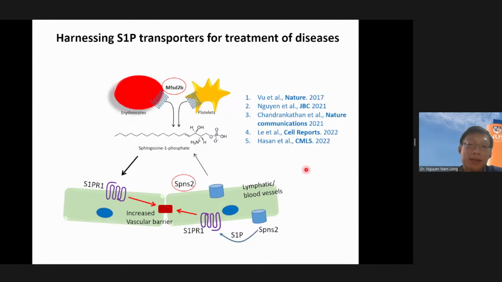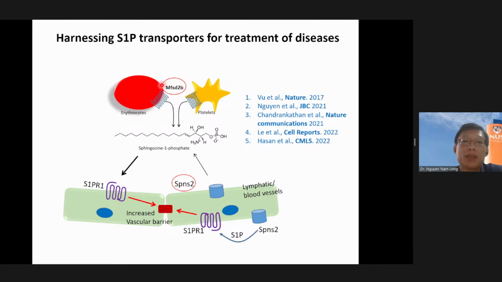So my lab is interested in lysolipid transporters. We have been working with different lyso transporters over the past few years. However, I will focus my talk on the function of MFSD2B and SPNS2. We have a couple of papers here, so if you are interested, you can have a look.